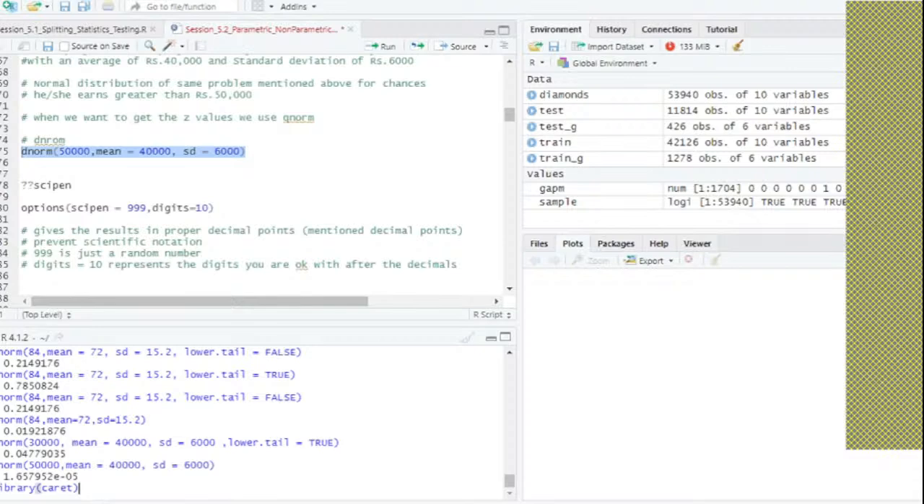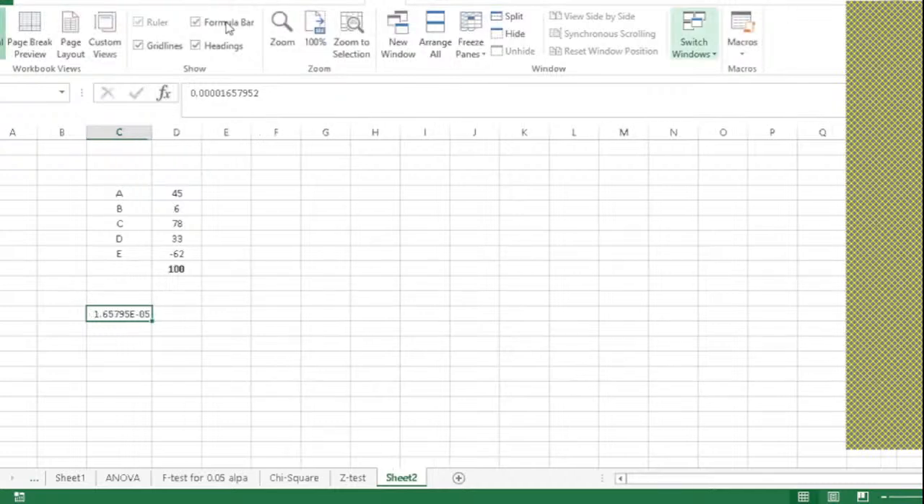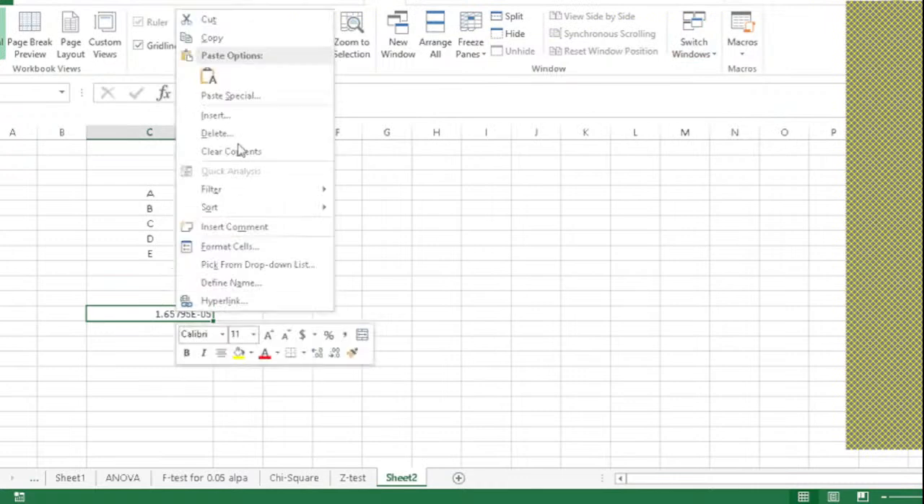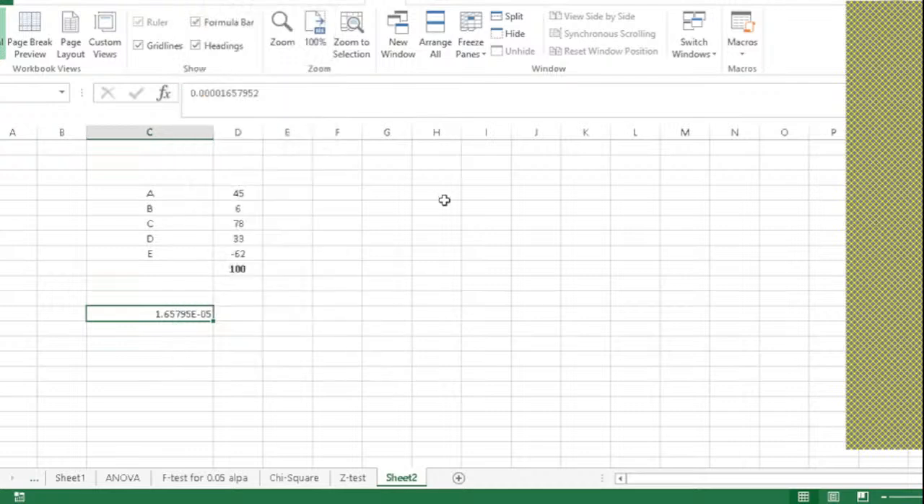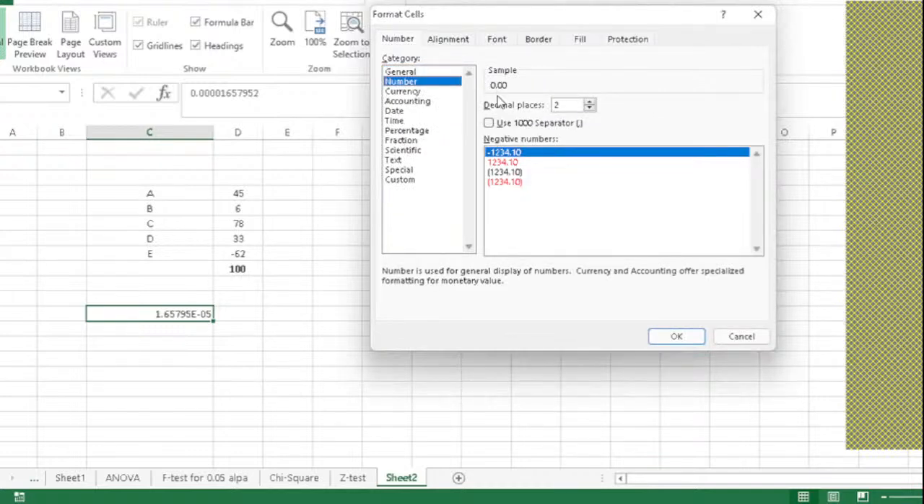So it means my actual number, if I write this, let me take you to Excel. If I write this number here, I'll have to shift the decimal 5 places to the left, right? Notice Excel has already done it. So if I change the number format, I'll put a general number format, fine.